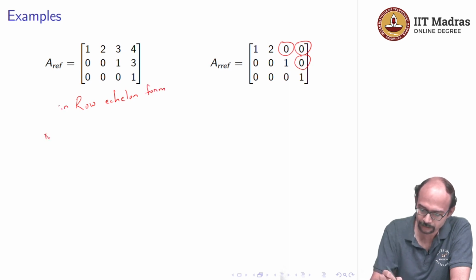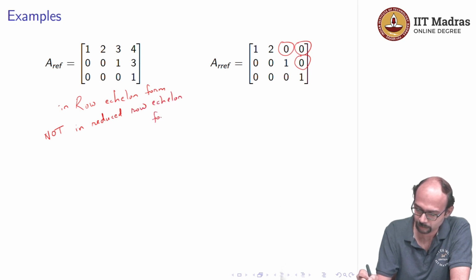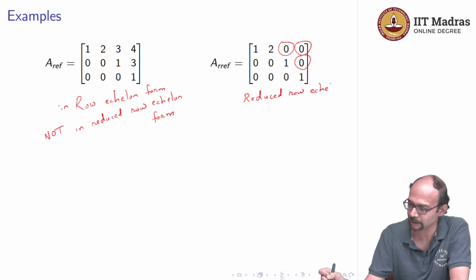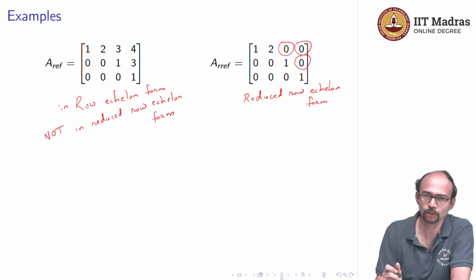Okay. So this matrix, the first one, is in row echelon form, but it is not in reduced row echelon form. And this is in reduced row echelon form. And of course, if it is in reduced row echelon form, it is already in row echelon form, because reduced is a stronger requirement.